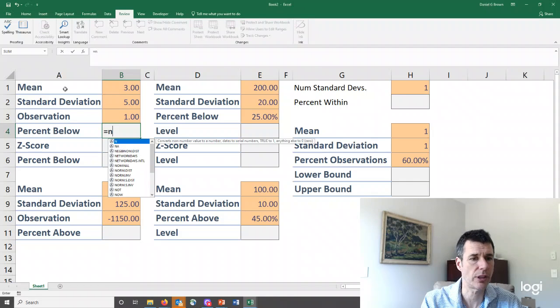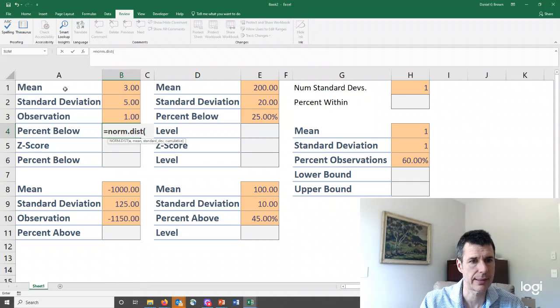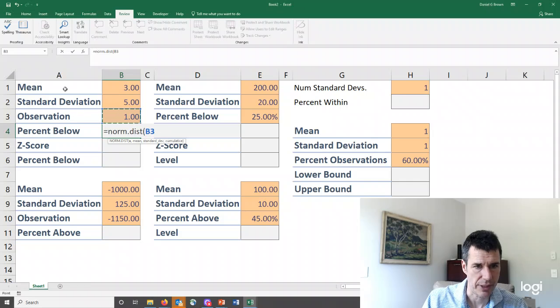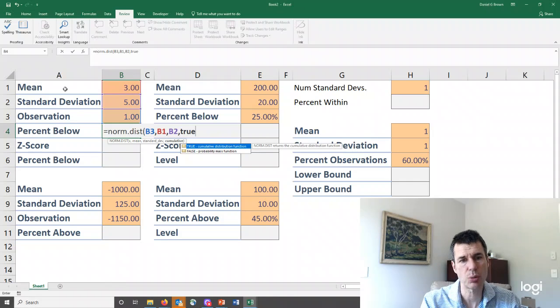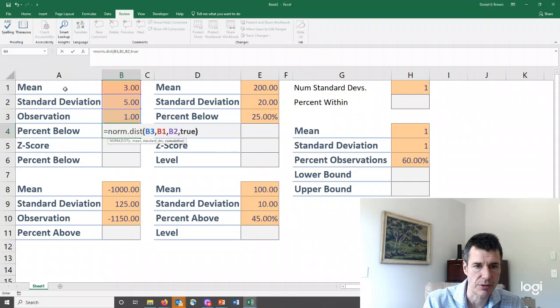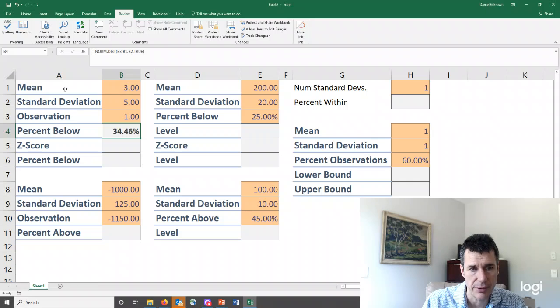All right, so this is going to be using the function norm.dist. We put in our observation, the 1, the mean, 3, the standard deviation, 5, and then true for the cumulative distribution function. So this is going to return the probability, 34.46%, of an observation being drawn from the normal distribution with mean 3, standard deviation 5, the observation being below 1.